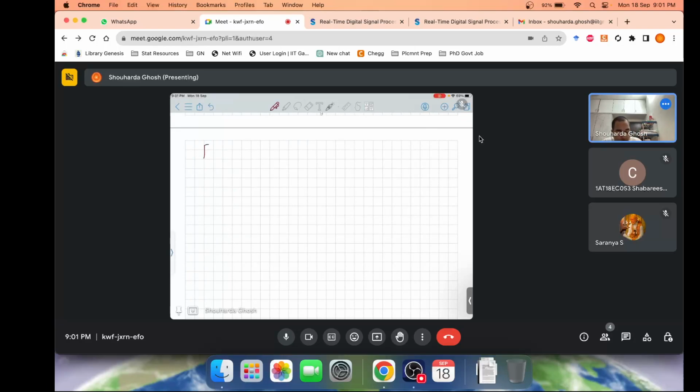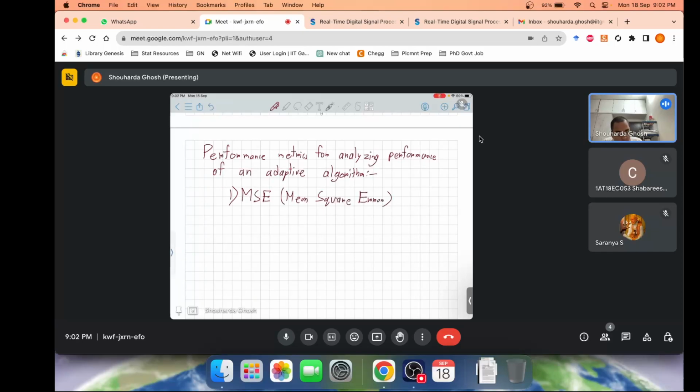Okay, so the performance, there are two performance metrics for analyzing performance of an adaptive algorithm. The first one is mean squared error, or a better version is EMSE, or excess mean square error.